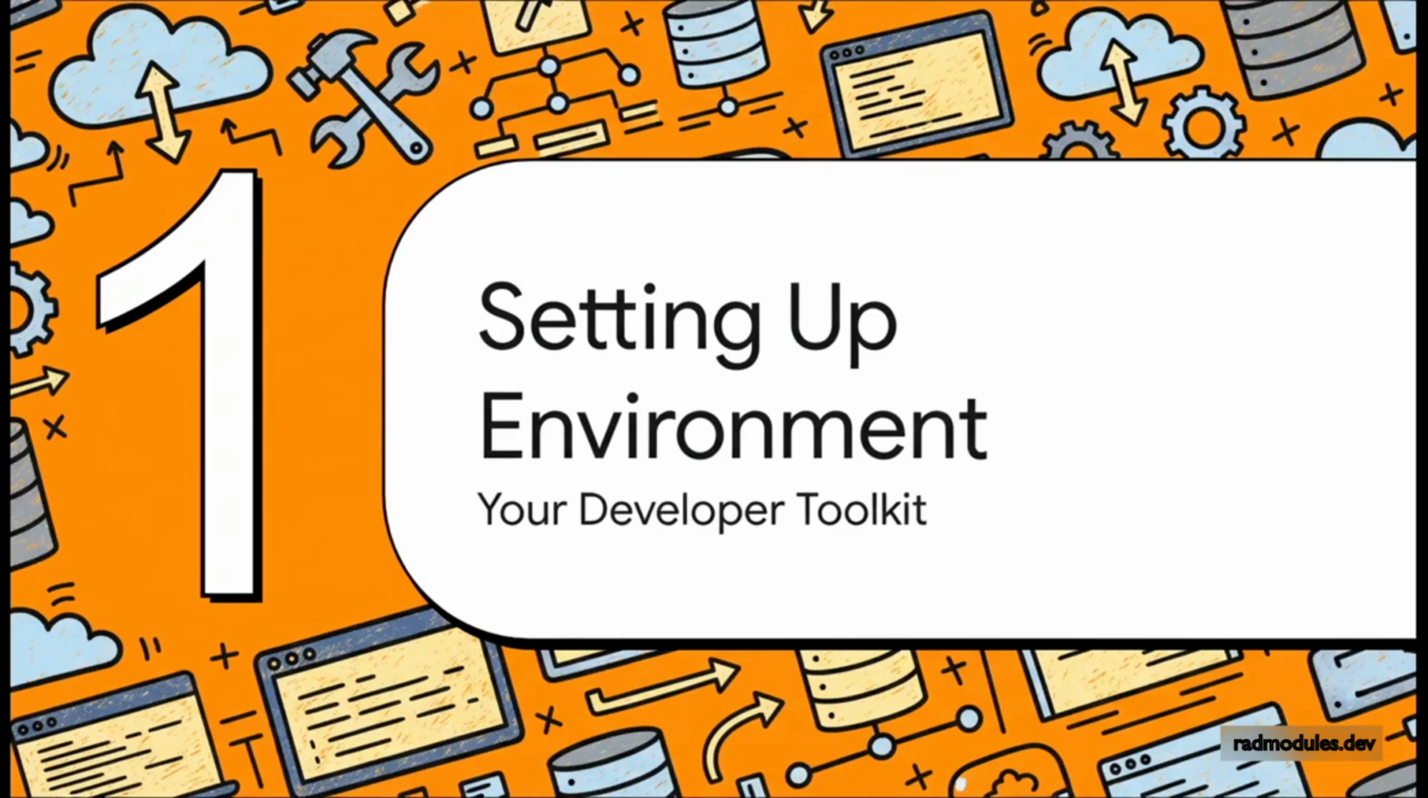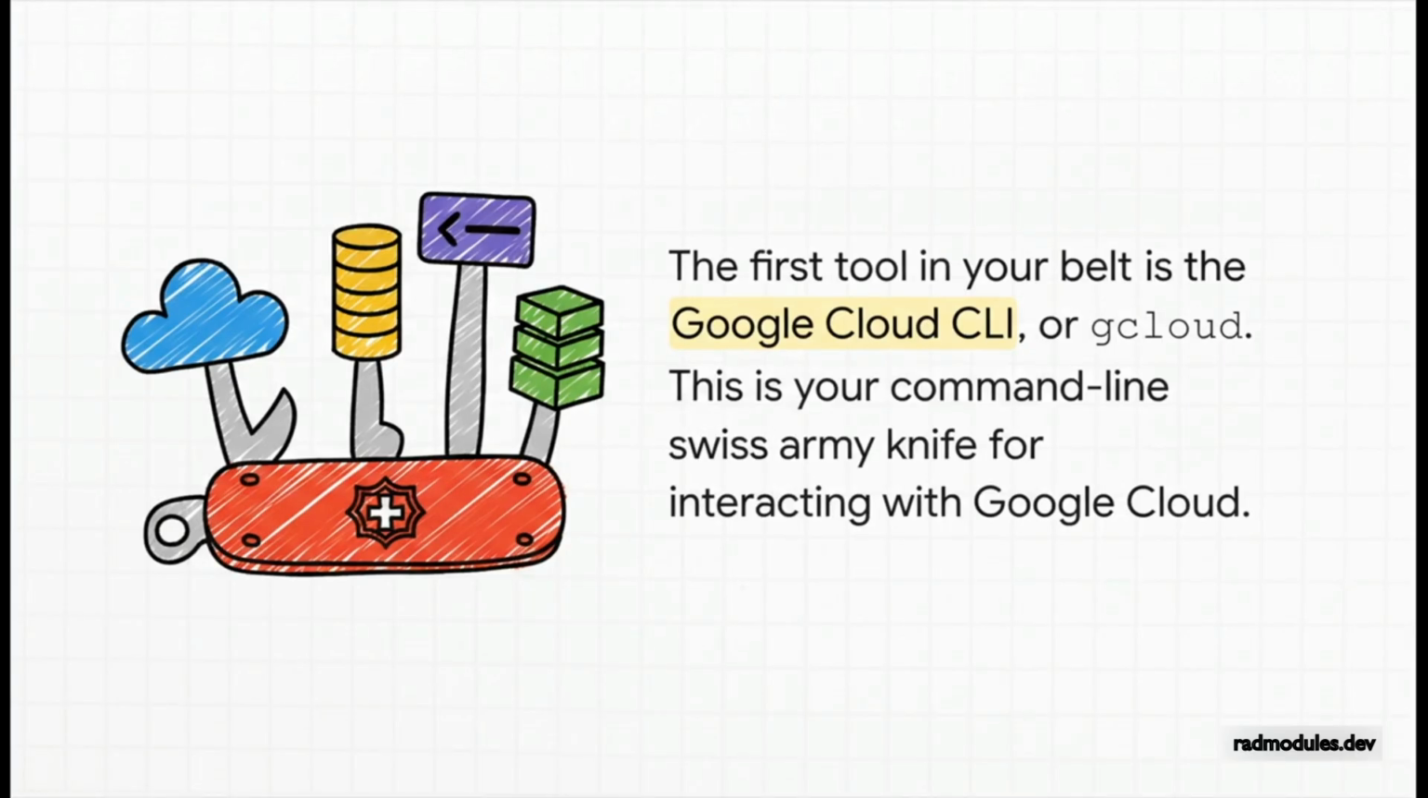All right, first things first, your toolkit. A great developer needs a great dev environment. And for this exam, you've got to know the tools of the trade like the back of your hand. And really, at the heart of that whole toolkit is the Google Cloud command line interface, what we all call gcloud. Think of it as your command line Swiss Army knife. It lets you talk to pretty much every part of Google Cloud, right from your terminal.